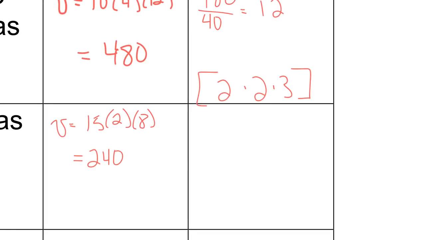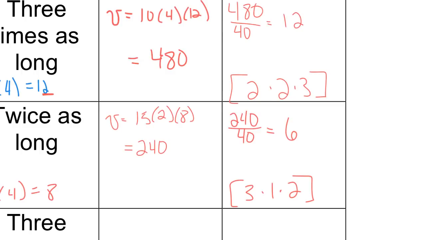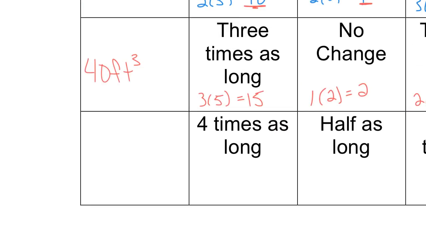Same thing as last time. We're going to take that new volume. We're going to divide it by our original. If you divide this one, you end up with 6. 6 is actually 3 times 1 times 2. Okay? The last one. We're still starting off with 40 feet cubed.